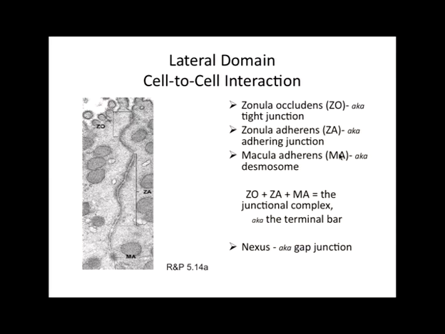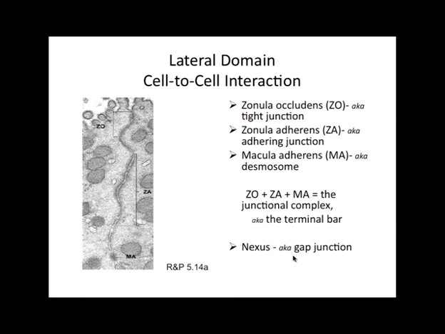And then the macula adherens, also cadherins. But the difference being that both of these two, zonula, indicate that they are belts that go around the entire cell so that there's a complete junction on all sides of the cell with the adjacent cells, and macula, a spot, right? Like macular degeneration, spot-like areas. A macula adherens, also called the desmosome, is a spot-like junction. Now these three together form what's called a junctional complex, or on light microscopy, what we call the terminal bar. And we'll look at those in a minute.